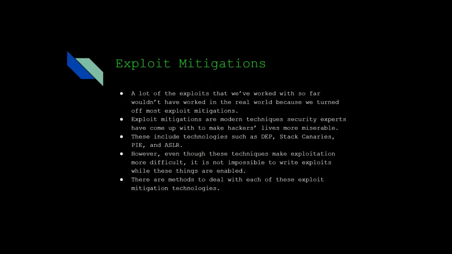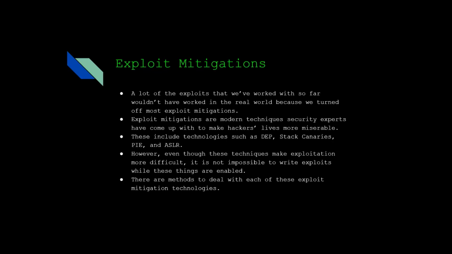So exploit mitigations are basically ways that security experts have come up with in order to make it more difficult to exploit a binary file. These include technologies such as DEP, Canaries, PIE, and ASLR. Because exploit mitigations are usually turned on in the real world, a lot of the exploits that we would have worked with so far wouldn't have worked in the real world because we turned off the exploit mitigation technologies.